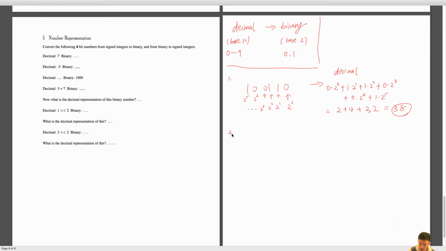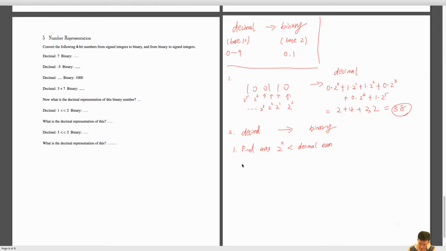Again, how do we change decimal into binary? There are actually two ways. The first way is to find the biggest, or the maximum, 2 to the n that is smaller than the decimal number. What do I mean?